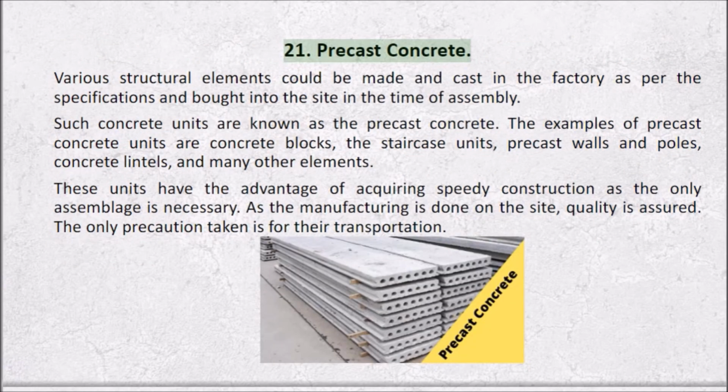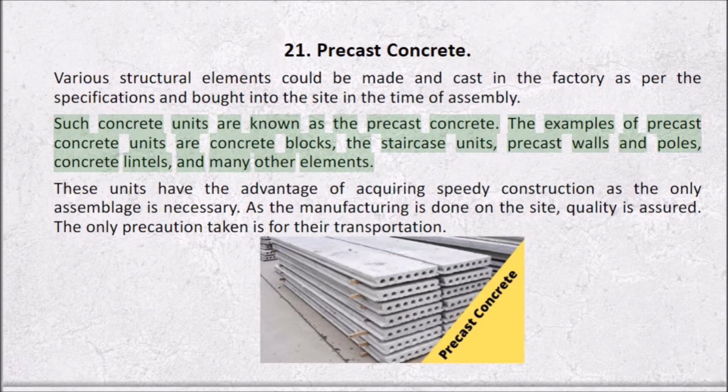21. Precast concrete. Various structural elements can be made and cast in the factory as per the specifications and brought to the site at the time of assembly. Such concrete units are known as precast concrete. Examples of precast concrete units are concrete blocks, staircase units, precast walls and poles, concrete lintels, and many other elements.